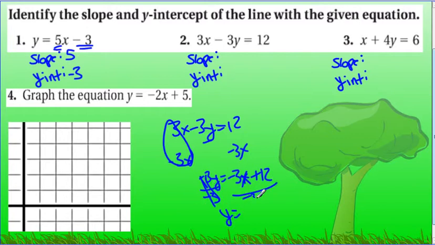Divide by -3. That was a little sloppy. Let me fix that up. Divide by -3. All right, -3 divided by -3 is 1. 12 divided by -3 is -4. So from this solving, we got y equals, the slope is 1, the y-intercept is -4.